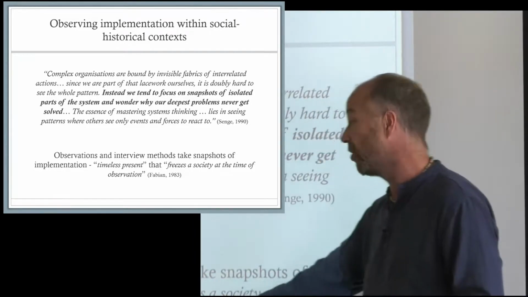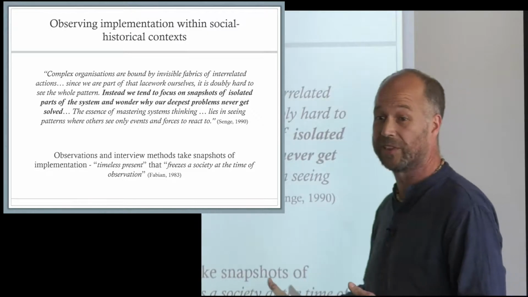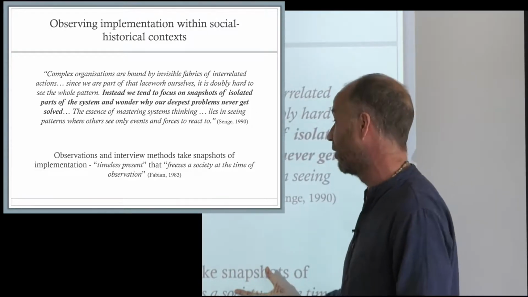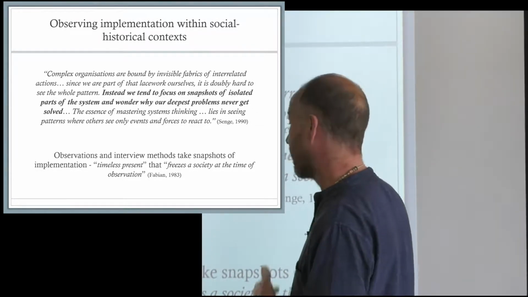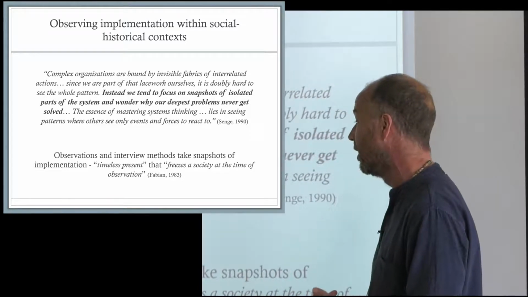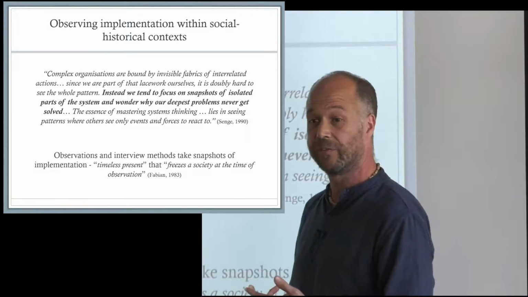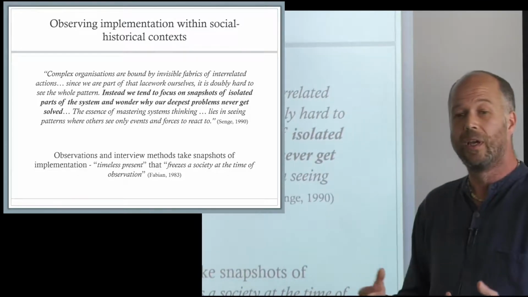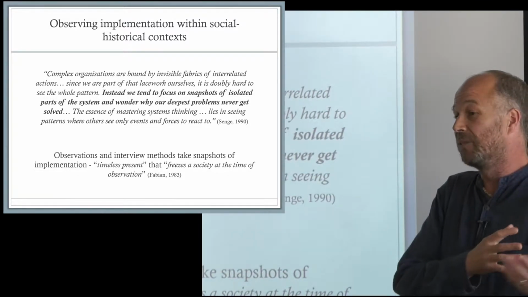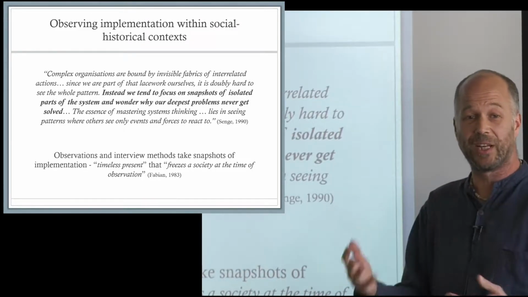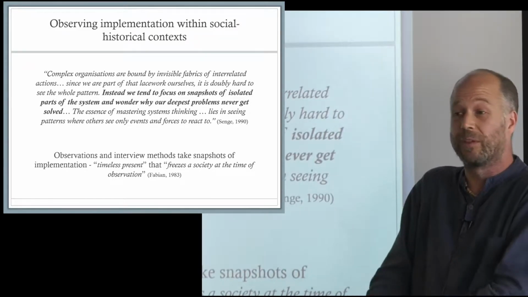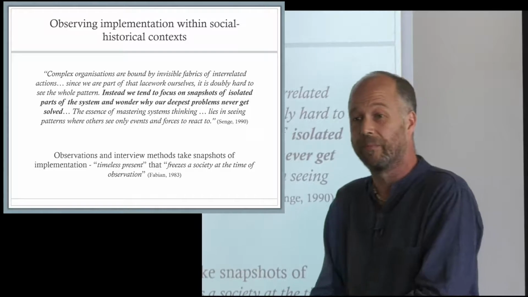It's from 1983, which really picked up on the limitations of a lot of research methods. That observations and interview methods take snapshots of implementation, the timeless present that freezes society at the point of observation. And that's what we tend to do. And then we try and link it back to these models and talk about dynamic interaction, but yet what you've done is produce something at a particular moment in time.